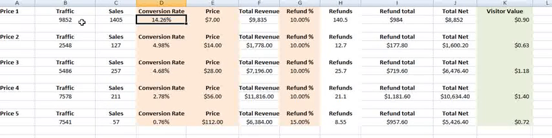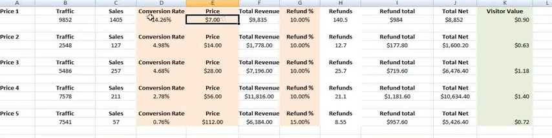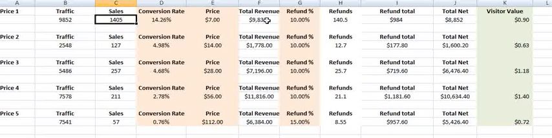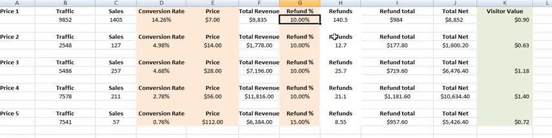Obviously the conversion rate is simply the sales divided by the traffic, and then you just plug in everything else. The total revenue is simply going to be the price times the amount of sales. The refund percentage you can find out by going through ClickBank, and for the last month you see all the refunds you got, the total number. Let's say you got 100 refunds and you got 1,400 sales. The refund rate is simply going to be the total number of refunds divided by the sales. That's going to give you the percentage.